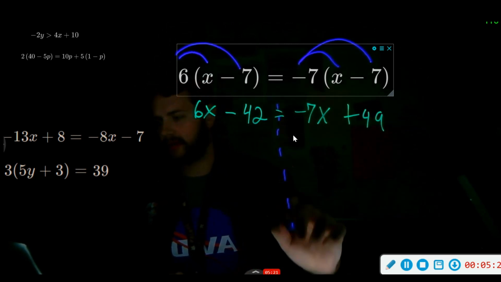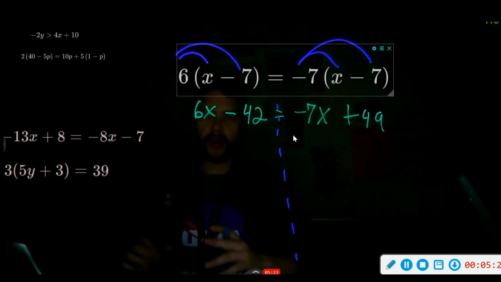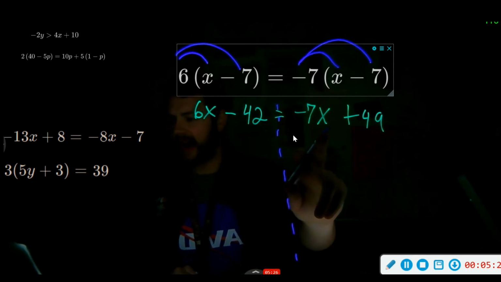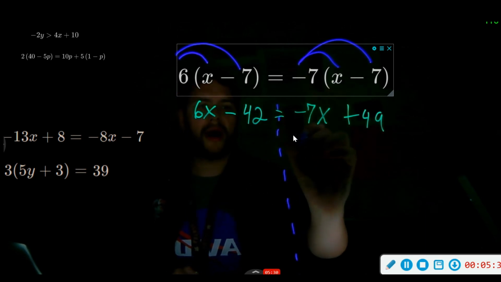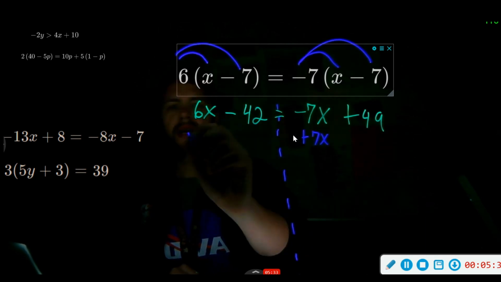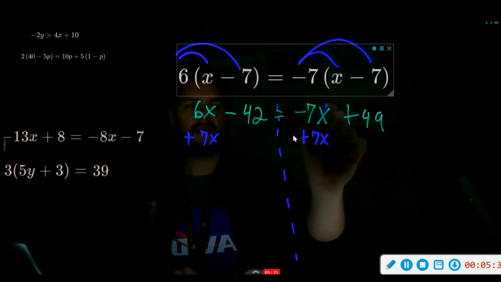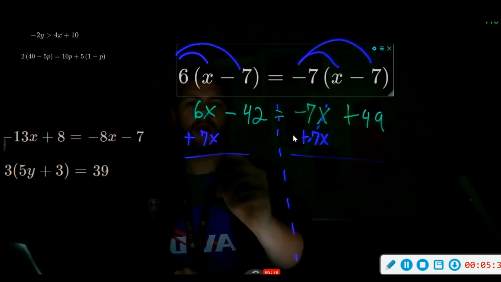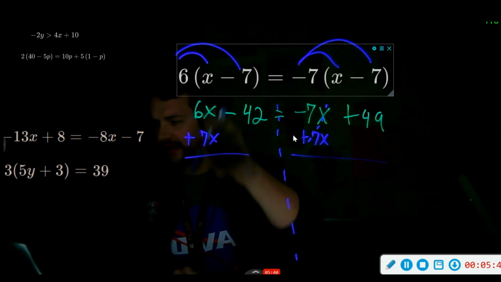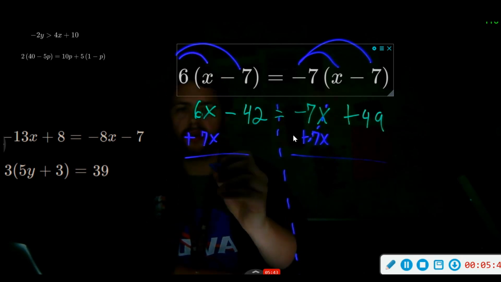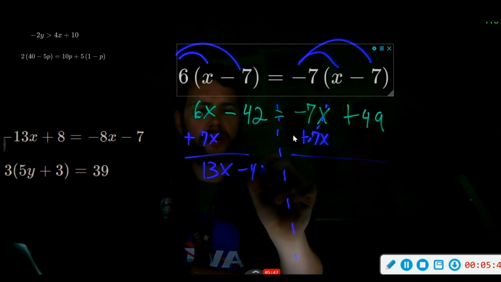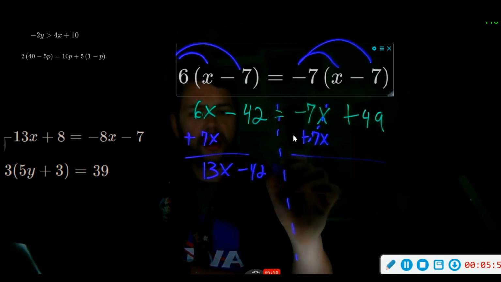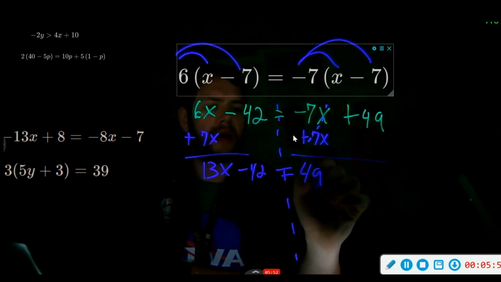I can split this. Anything I do on one side, I'll do on the other. I see we have a 6x and a 7x. I could subtract 6x, which would give me a negative 13x here, or I can add 7x, giving me a positive 13x here. So we'll have 6 plus 7 is 13. Notice I put the x's right in line, right on top of each other. So 13x minus 42 equals just positive 49.